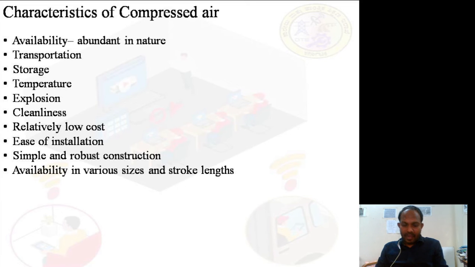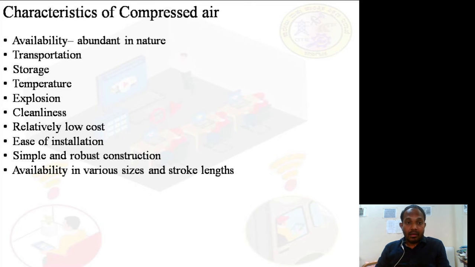Now, before I explain why air is extensively used instead of other gases, I just want to tell you the characteristics of compressed air, so that you will appreciate why we are extensively using air instead of any other gases. First and foremost is availability. The beauty of why compressed air is used in the pneumatic system is its availability. It is abundantly available in nature everywhere.